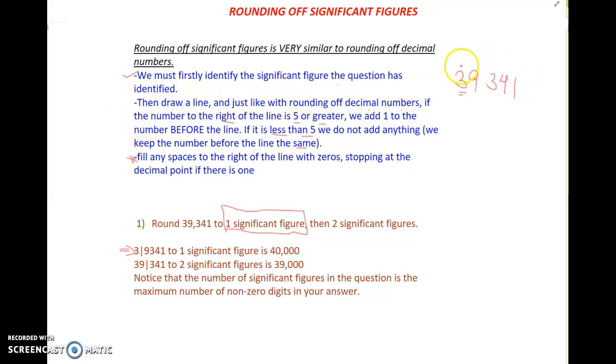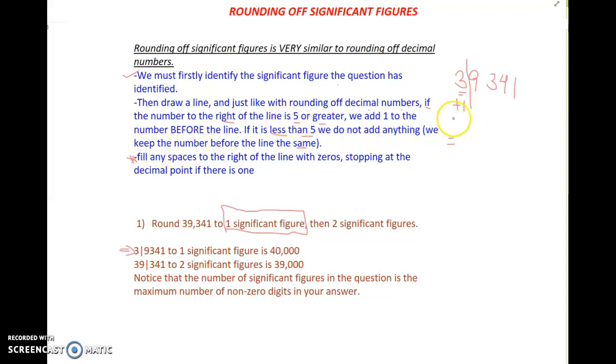So now we're going to draw a line. If the number to the right of the line, which is this number here, the 9, is 5 or greater, we add 1. Well, obviously, we already know that 9 is greater than 5, so we're going to add 1 to the number before the line, which is the 3. Cool. So we have that set already.